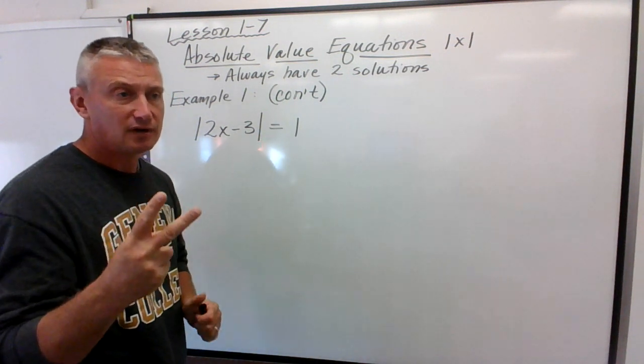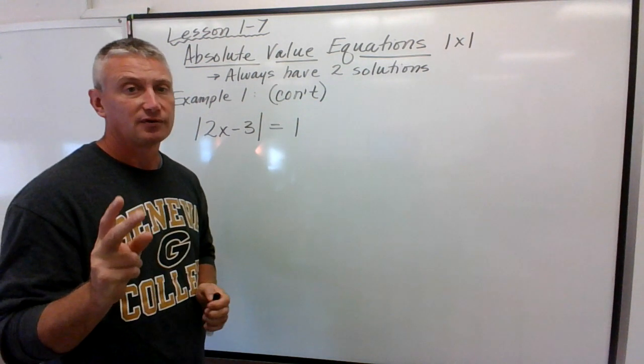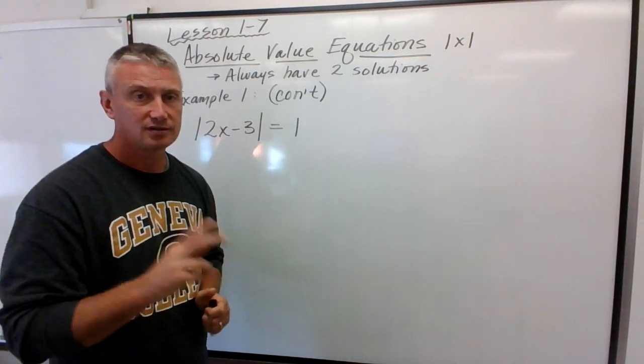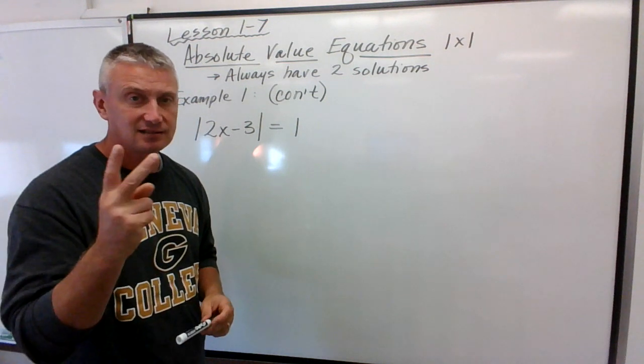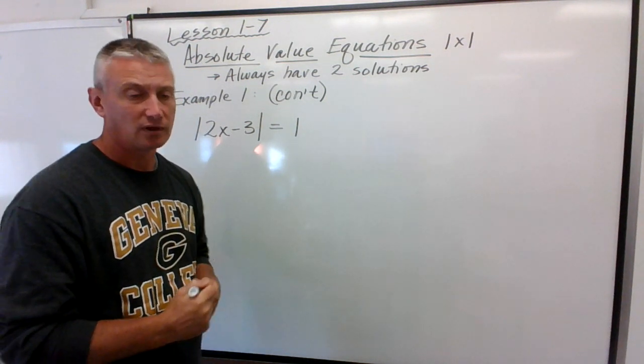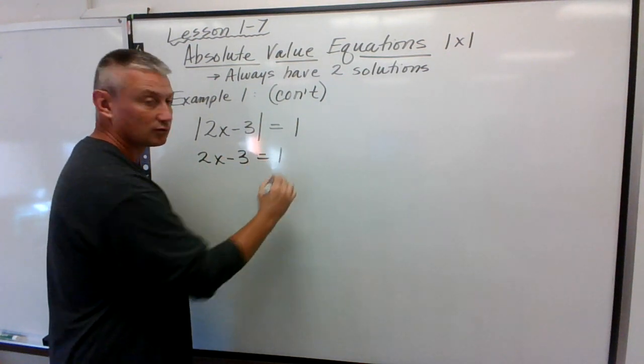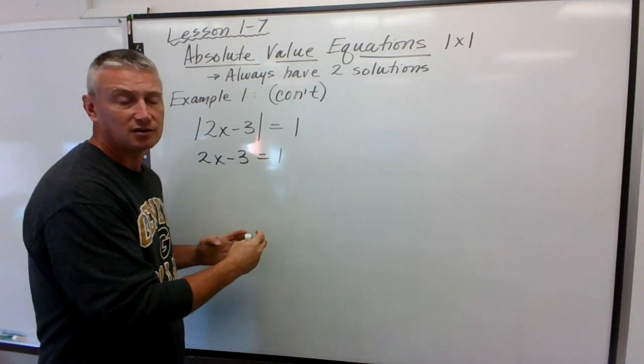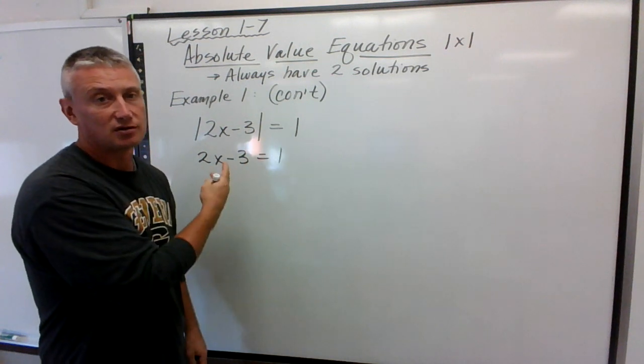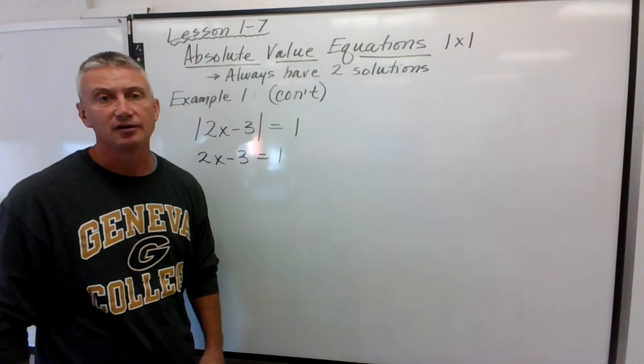There's always going to be two answers. So when we try to solve for those two answers, we need to solve one for positive and one for negative. So I need to set up two equations with this. The first equation will be 2x minus 3 equals 1. So I always tell the students that the first equation is exactly the same as the equation that's written there. I just took away the absolute value symbols.